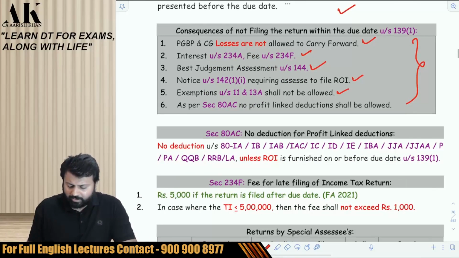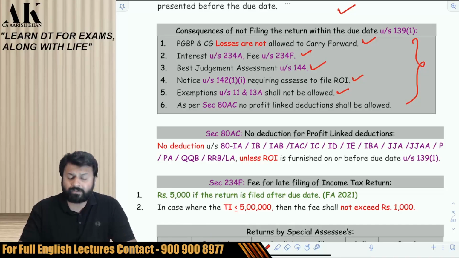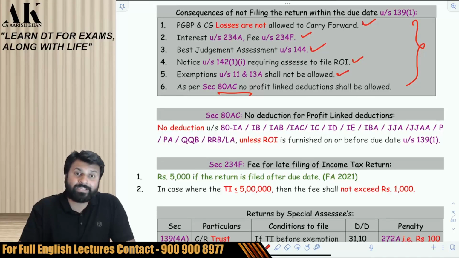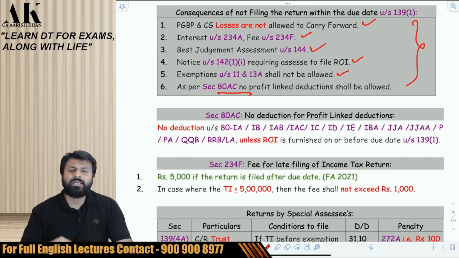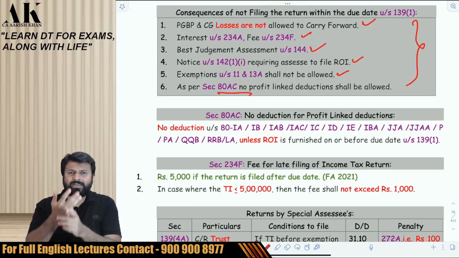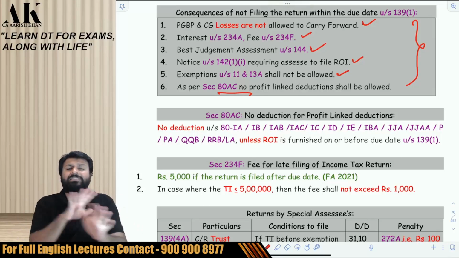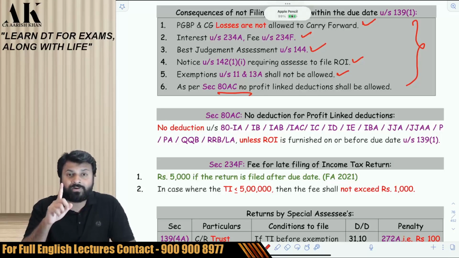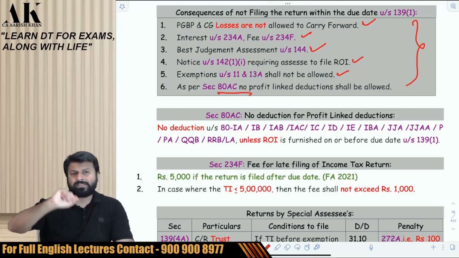Another is that you will not be allowed to get exemption under Section 11 with respect to trusts. You will not be allowed exemption with respect to political parties, etc. And last but not least, you will not be allowed the deduction of profit linked nature. Profit linked nature, which are those deductions? Like 80-IA, 80-IB, 80-IC, 80-ID, 80-IE, 10AA, etc. All these deductions will not be allowed to the assessee if the assessee does not file the return on time. What about 80P? Will the assessee get 80P deduction?